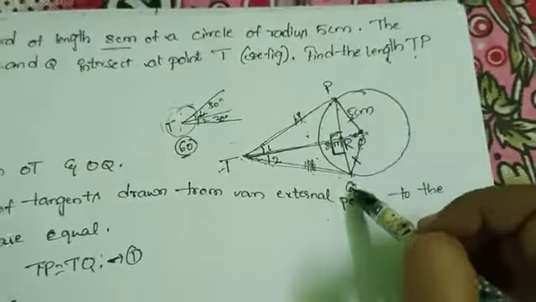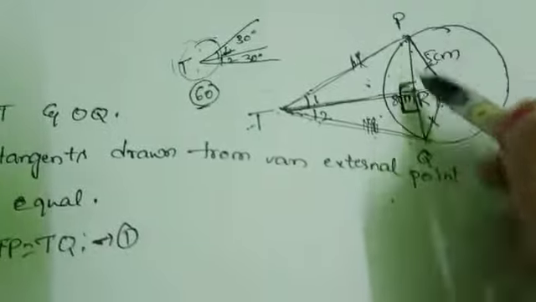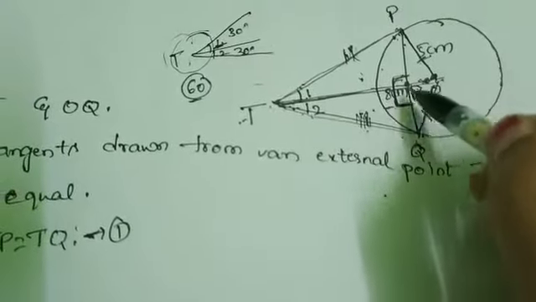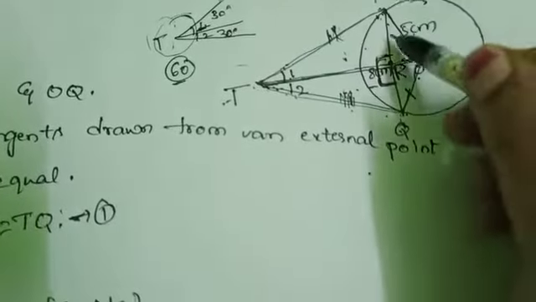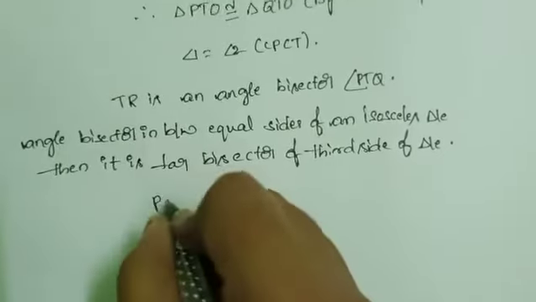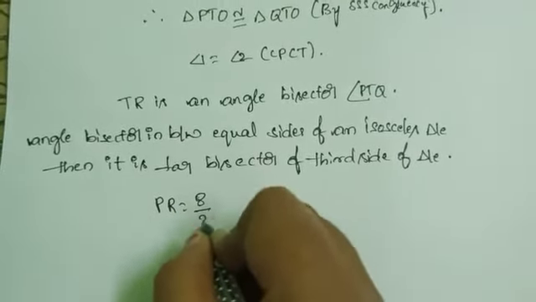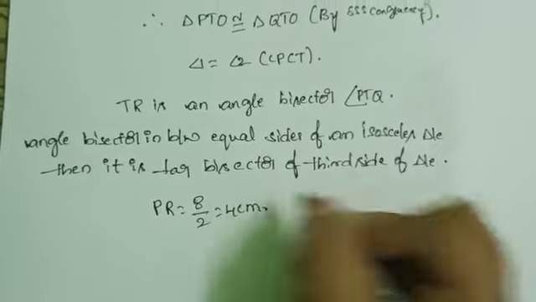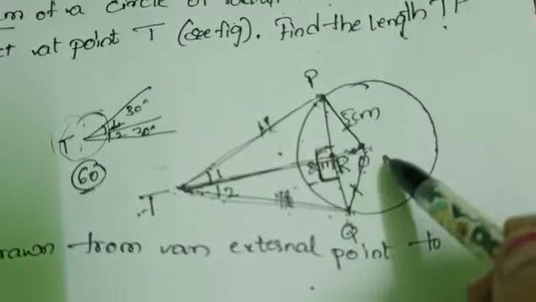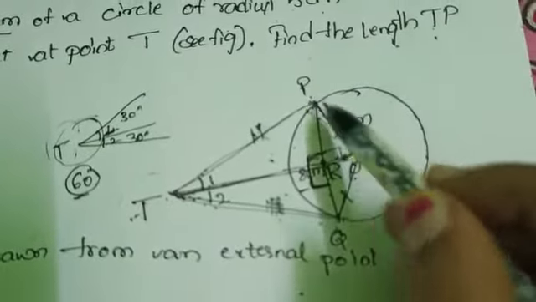So TR is the perpendicular bisector of PQ. PQ equal to 8 centimeters, then TR divides this line into equal parts. So PR equal to 8 by 2, PR equal to 4 centimeters. Then angle PRO equal to 90 degrees and angle PRT equal to 90 degrees.